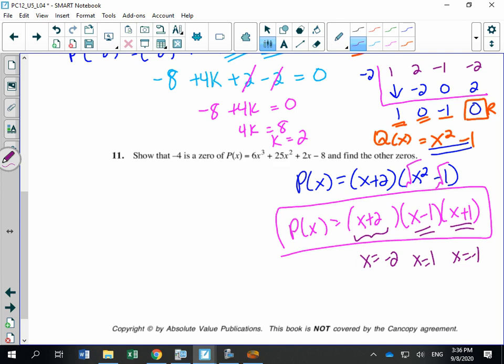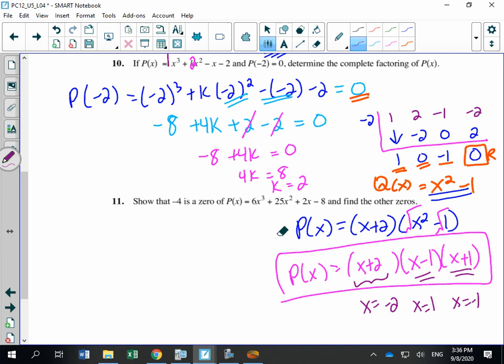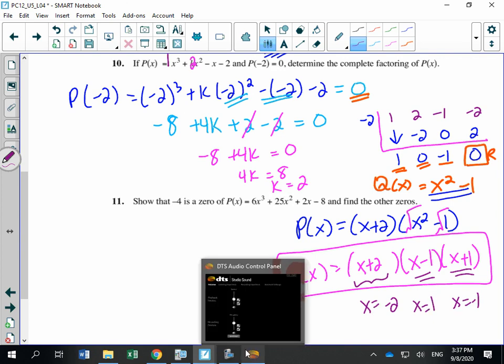So if you plugged in either negative 2, 1, or negative 1 into your original polynomial, you will get remainders of 0. These are going to be x-intercepts we'll look at in lesson 5. And that concludes this lesson.